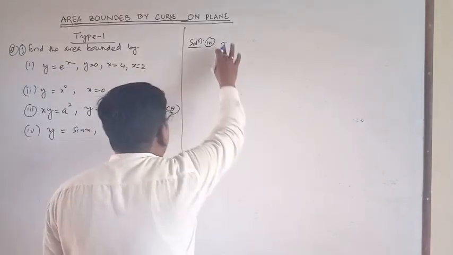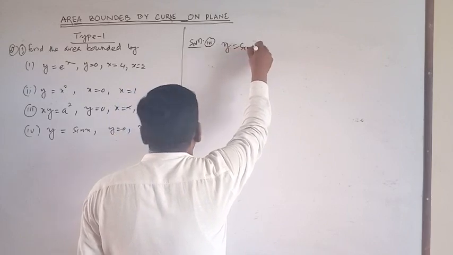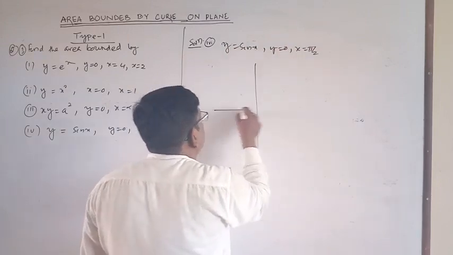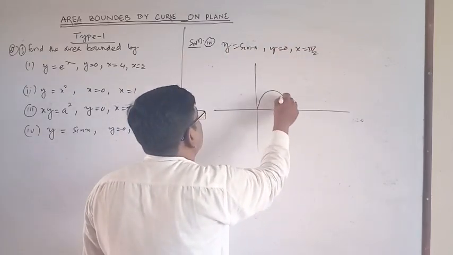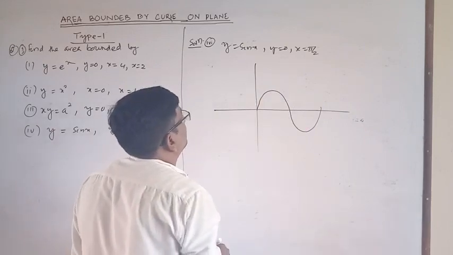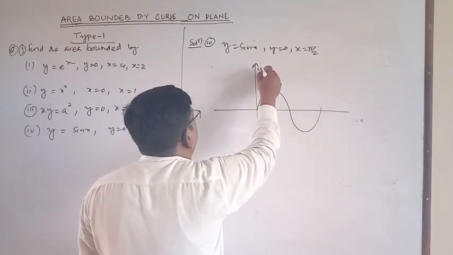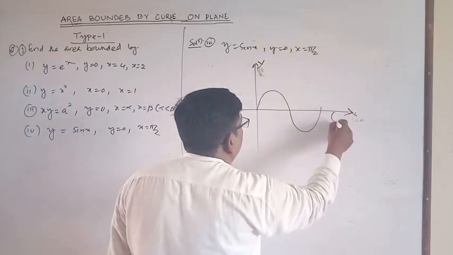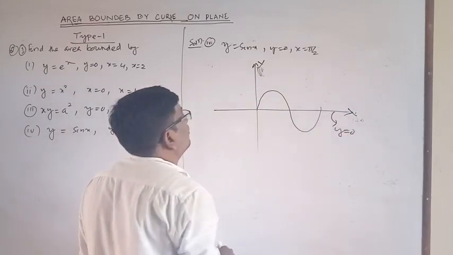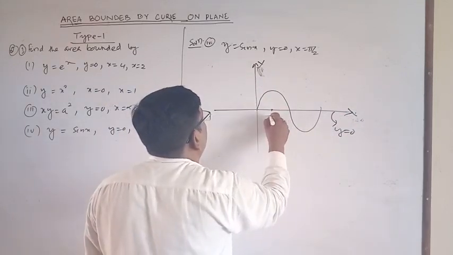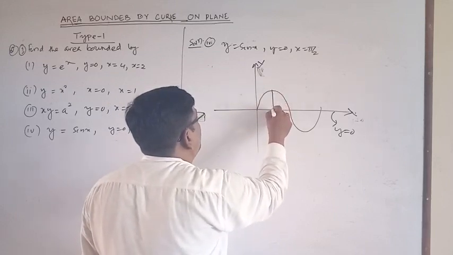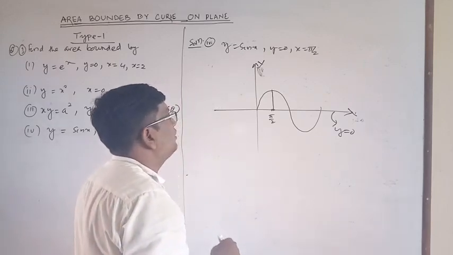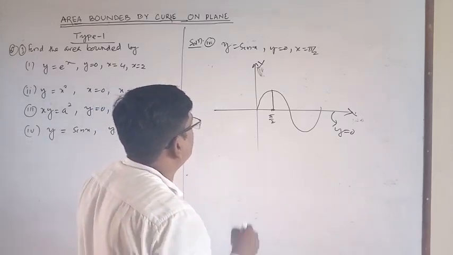Solution of question number 4: y is equal to sin x, y is equal to 0, x is equal to pi by 2. So the graph of sin x is this. y equal to 0 means this is the x axis. Here y is equal to 0, and x is equal to pi by 2. This is pi by 2, here x is equal to pi by 2. So the area is bounded by this region.